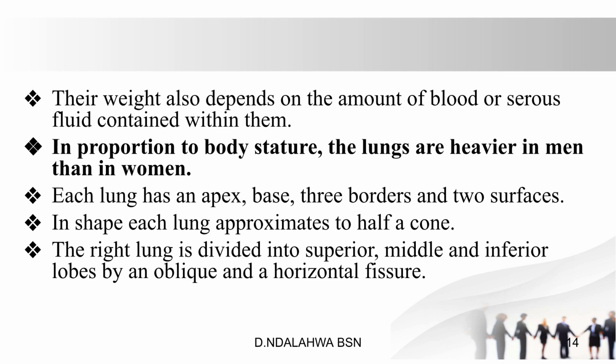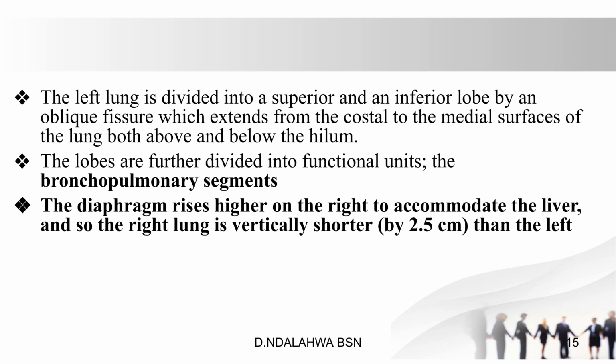Each lung has an apex, base, 3 borders, and 2 surfaces. The right lung is divided into 3 lobes by 2 fissures. The left lung is divided into superior and inferior lobes by an oblique fissure. Lobes are subdivided into bronchopulmonary segments. The right lung is vertically shorter than the left due to the liver's position.